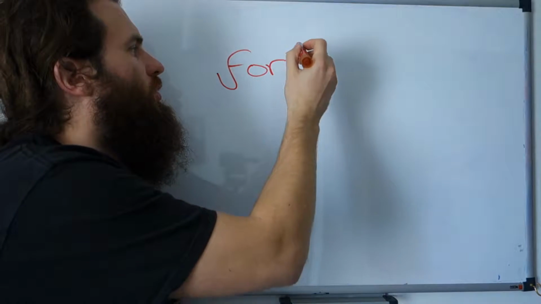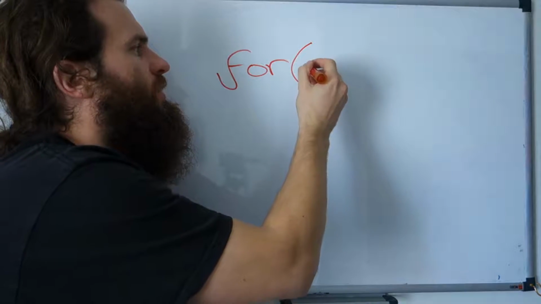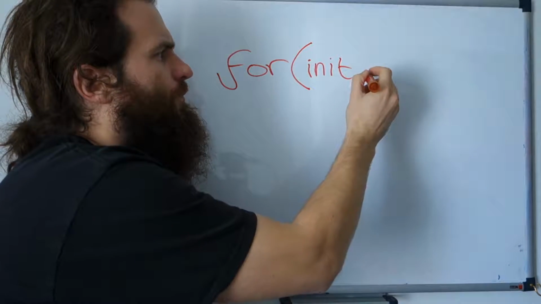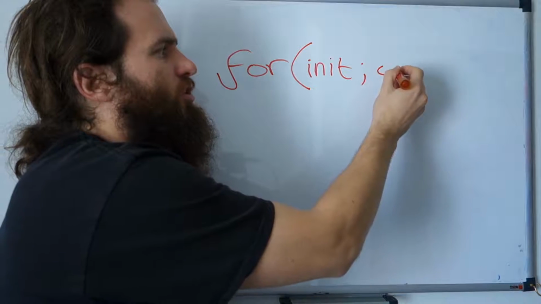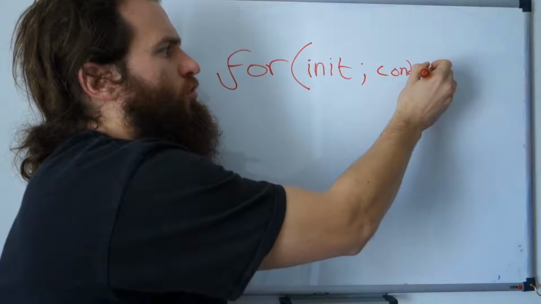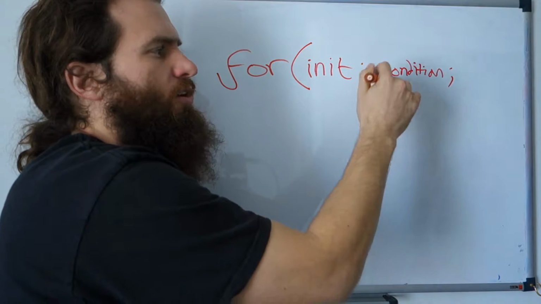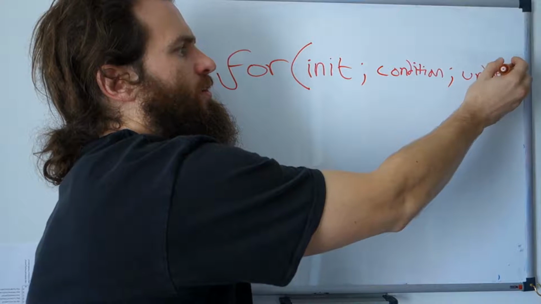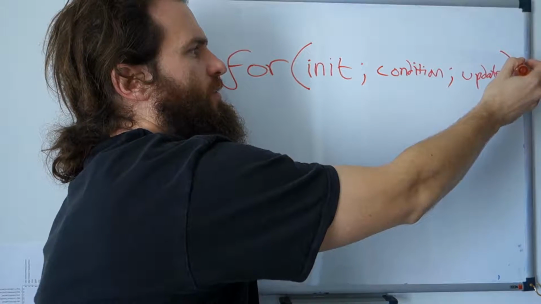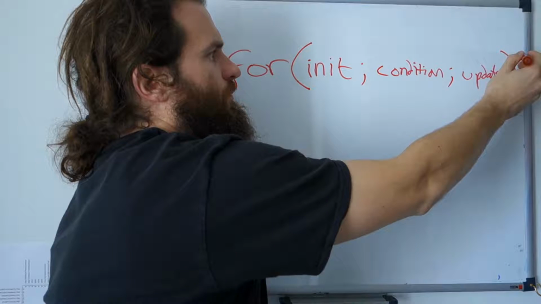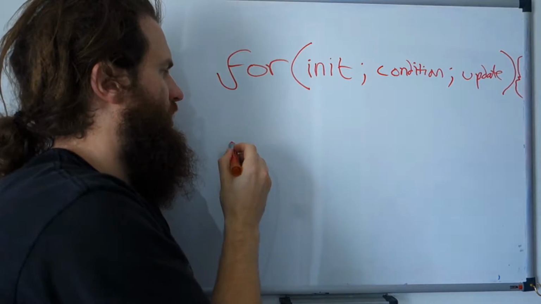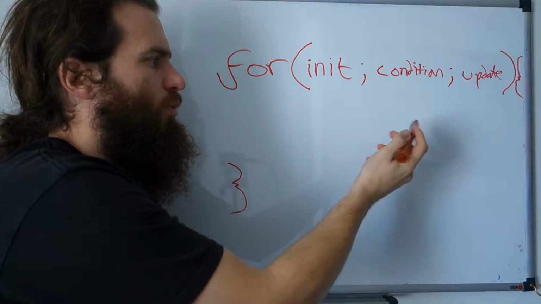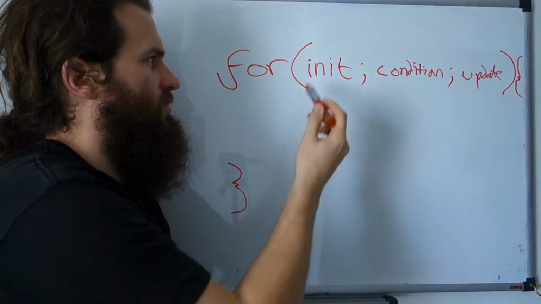The keyword for, open bracket, then we have an initialization statement, so I'm just going to put it in as a placeholder. We have a semicolon, then we have a condition, which is true or false, another semicolon, and then we have an update statement, followed by a close bracket, and then a brace, and then a close brace. So we can put whatever statements we want within the scope of this block.